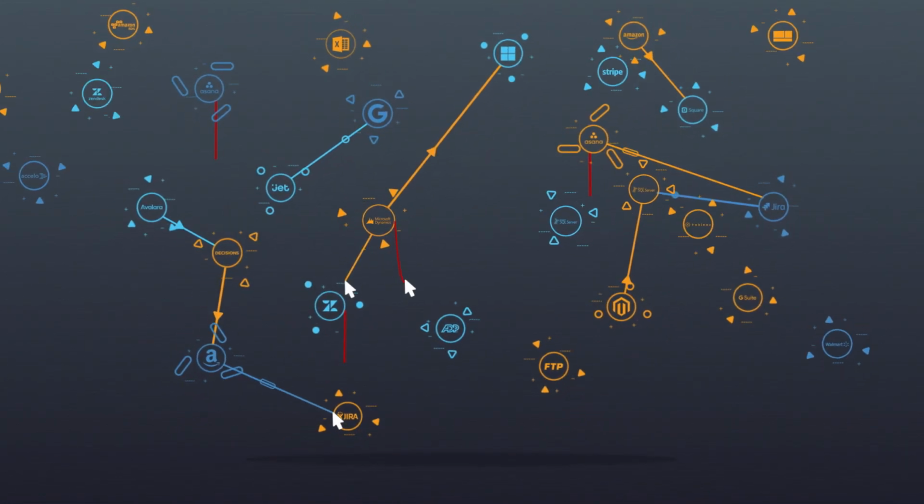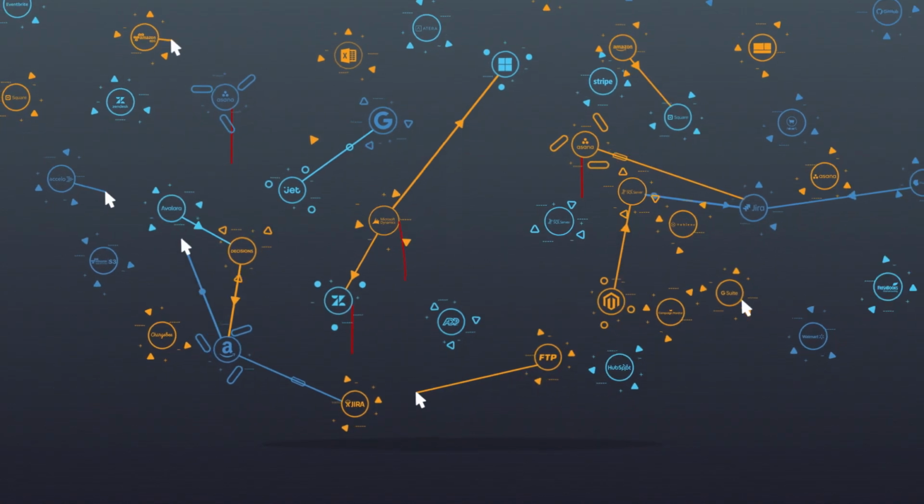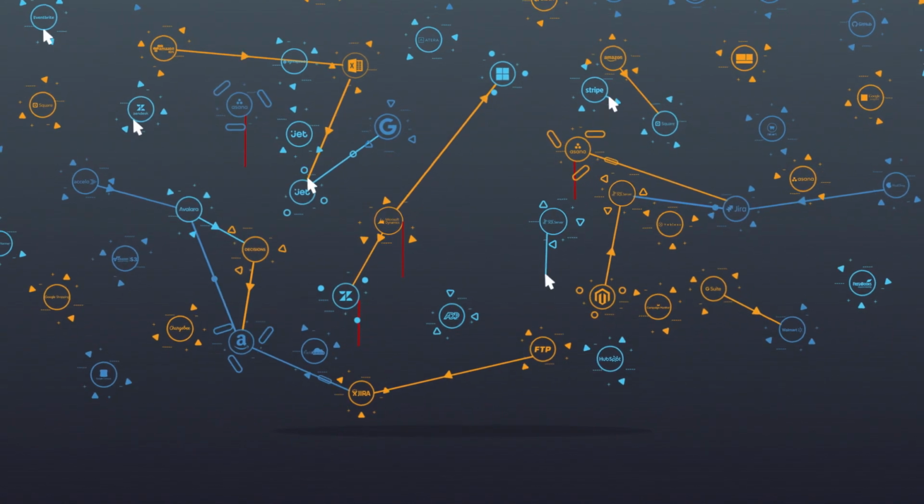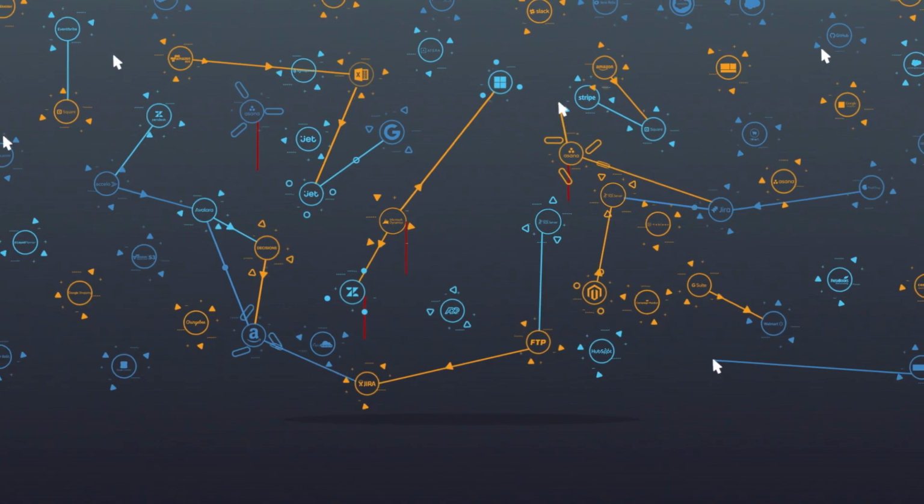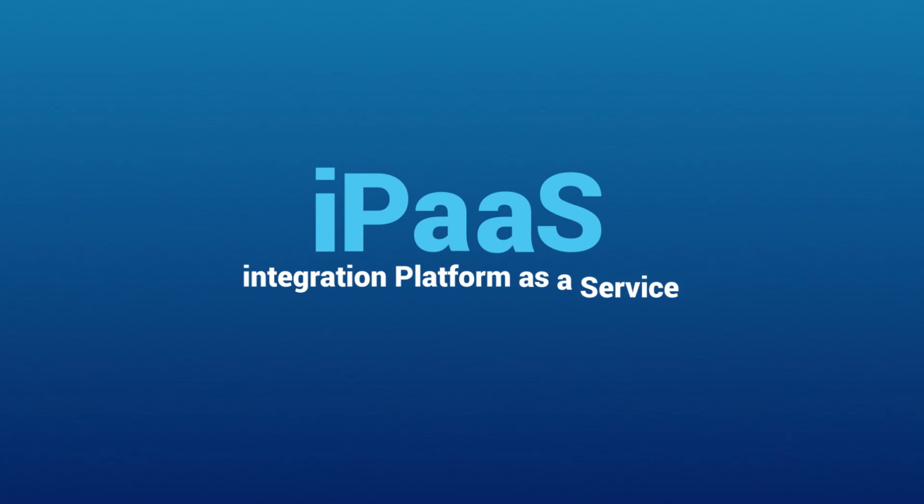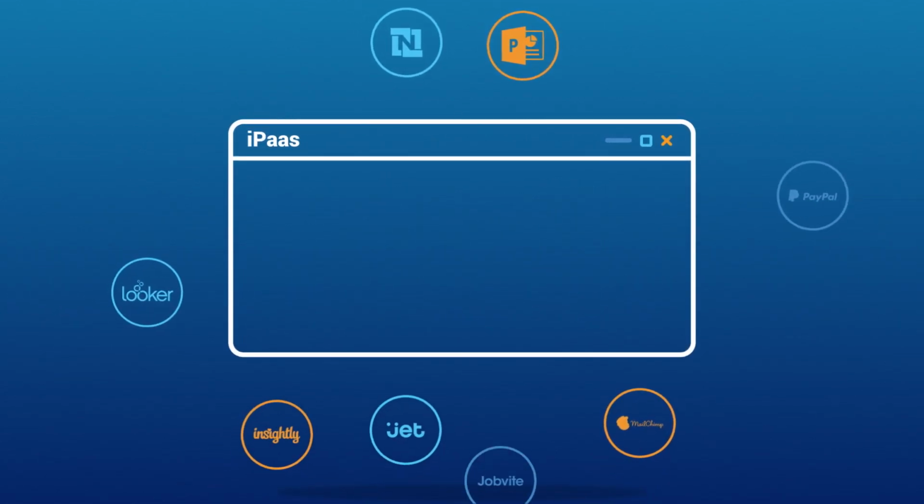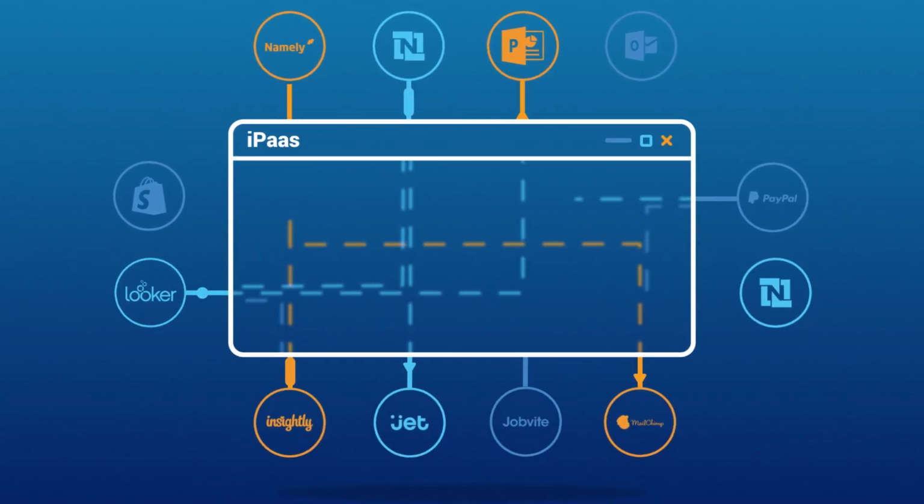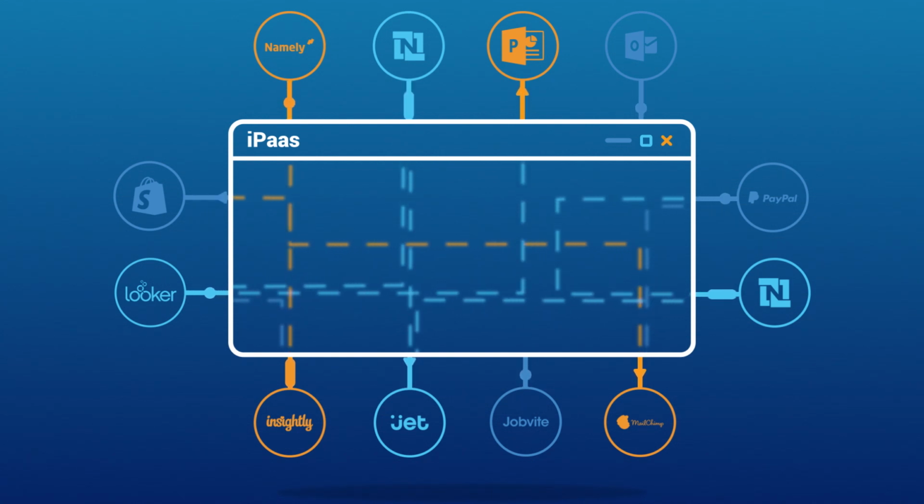At a certain point, every company needs an integration strategy to holistically address the growing complexity of more cloud applications through automation. That's where an integration platform as a service, or iPaaS, comes into play. An iPaaS is a central platform that standardizes how data flows between apps to streamline business processes.